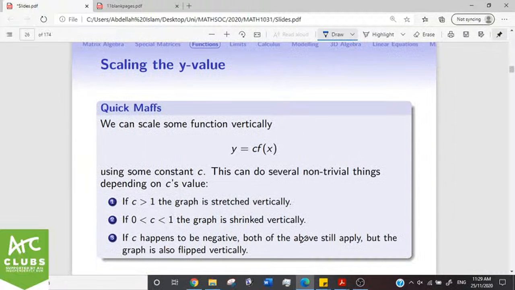Here are some ways that we can manipulate functions. If we have a function f of x, we can multiply it by a scalar c to stretch the function out. And we call this scaling.